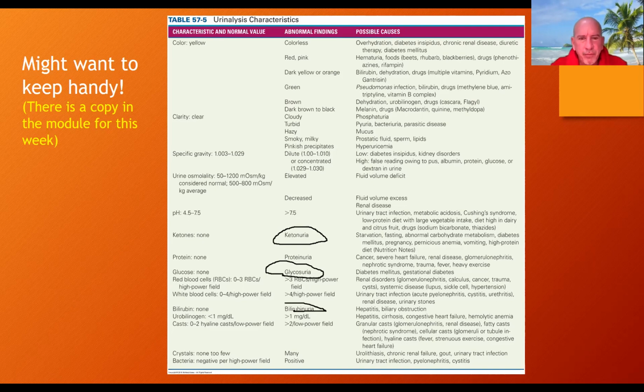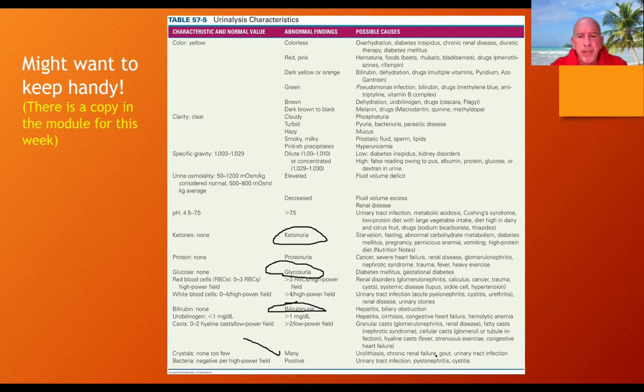Bilirubin, if you're having liver problems. I'm sure we've talked about liver failure or hepatitis. You turn yellow. Well, you see a lot of that in your urine as well. Your urine gets kind of ugly when you have hepatitis or liver failure.